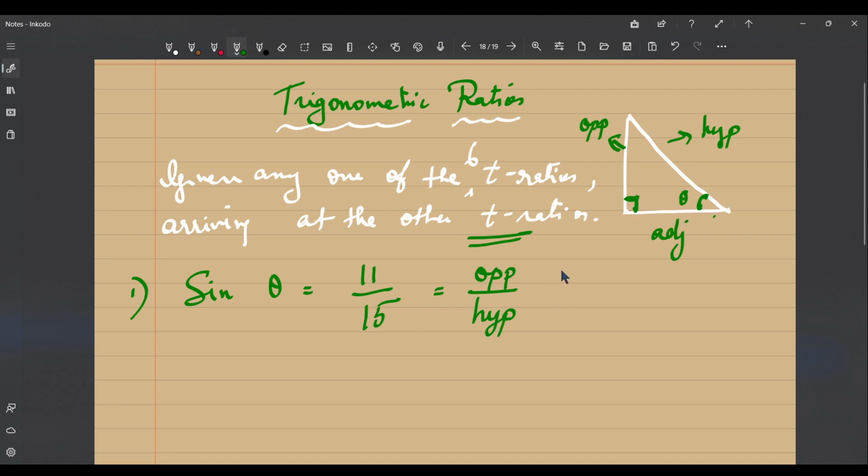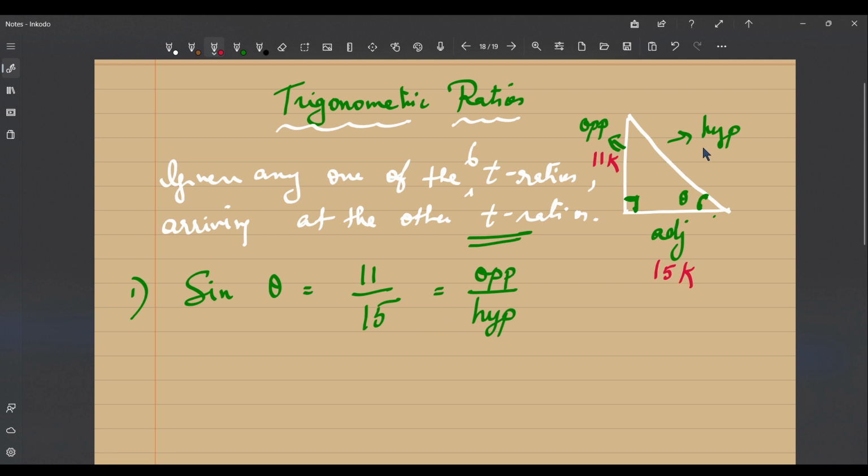So, given that this is our ratio now, we can assume that the opposite side is 11k. K is just a multiple, because the ratio is 11 by 15. We will take the opposite side as 11k and the adjacent side as 15k. So, k is some constant, but the same constant. If you multiply 15 by k, you get the adjacent side. If you multiply 11 and k, we get the opposite side, as that is the ratio between them.